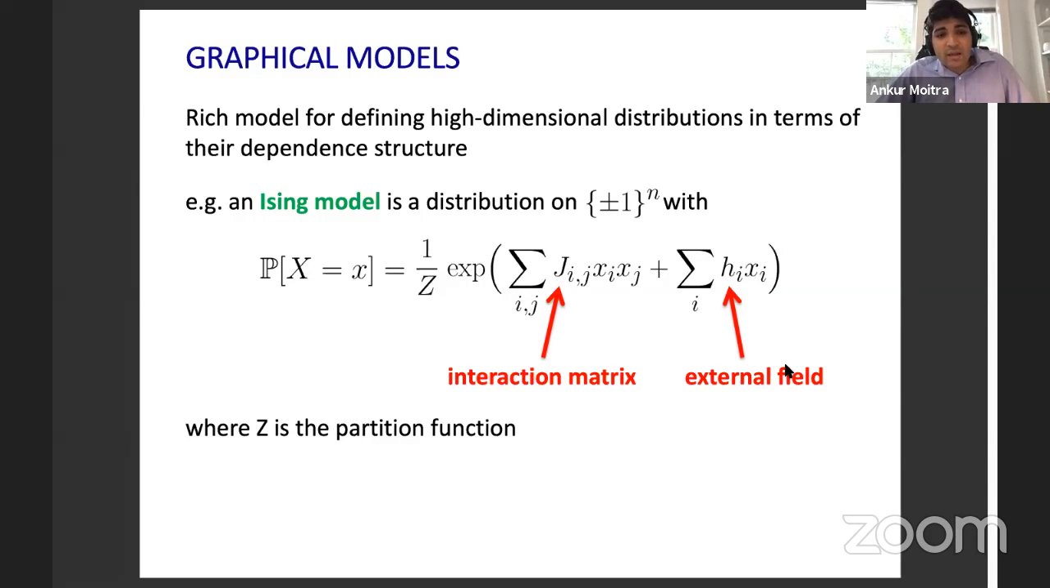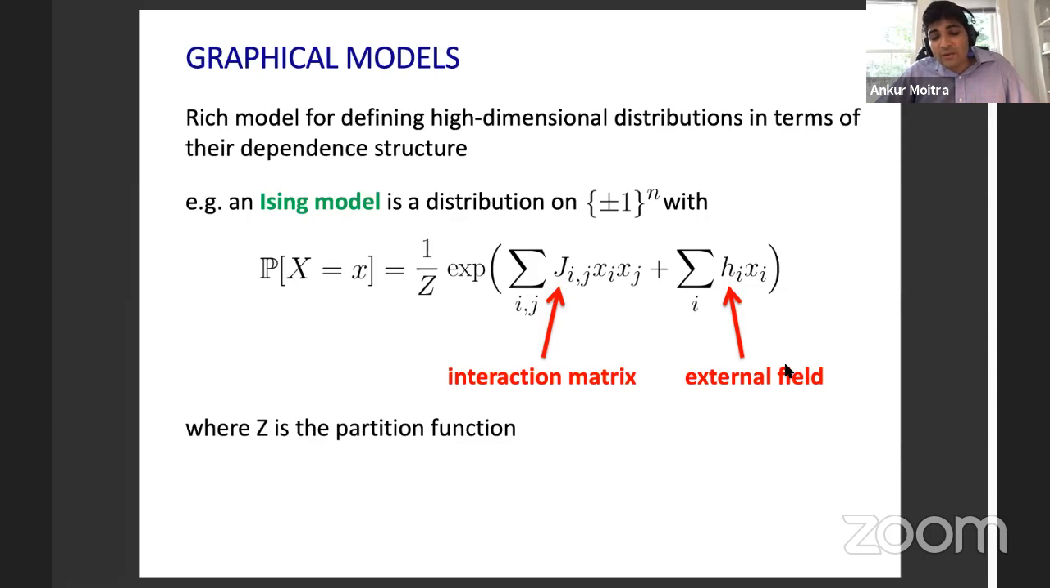So if you look at some particular configuration, little x, that's just the choice of some vector in plus minus 1 to the n, then the probability of your random variable being equal to that configuration in the Ising model is proportional to the exponential of some quadratic term and some linear term in x. So here, this first term is the quadratic form of the vector x on the interaction matrix.